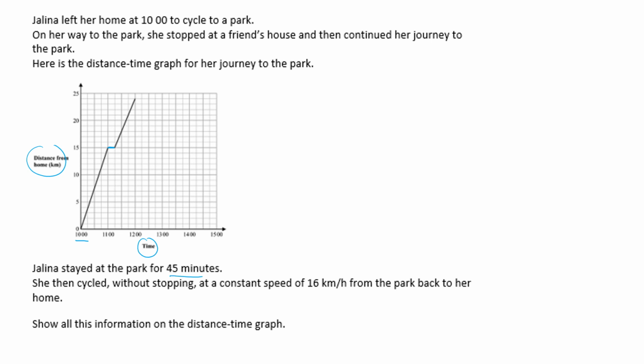So let's look and see what the time is divided in. 1, 2, 3, 4 small squares make an hour, so each small square is worth 15 minutes, and she stayed for 45 minutes at the park, so that needs to be 3 squares along to represent just staying at the park. She then travelled at a speed of 16 on the way home, so we need to see what time she's going to get home.